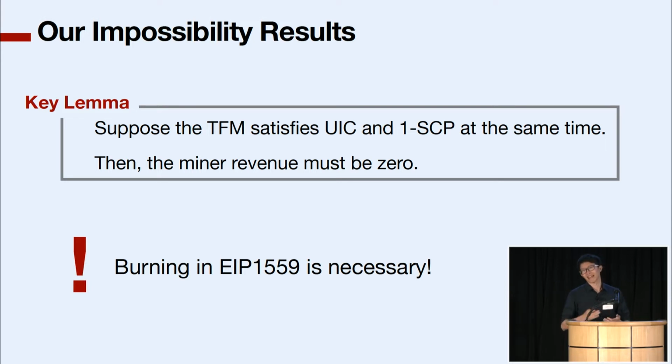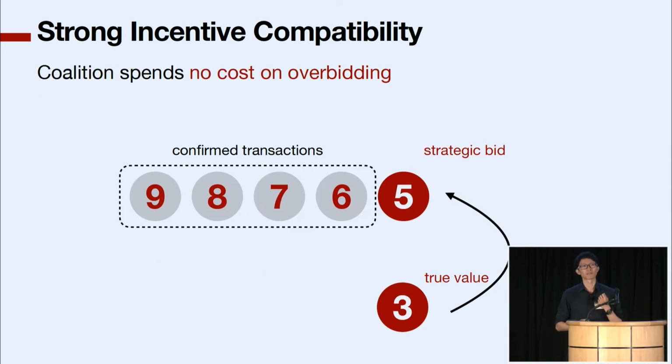Okay, so it sounds like a dead end. Oh, we cannot have a dream mechanism. But our paper also gives a possibility result. So the problem is, how do we bypass the aforementioned impossibility? The key observation is, maybe the adversary we consider is too strong. In the impossibility proof, we assume that the coalition can overbid for free.